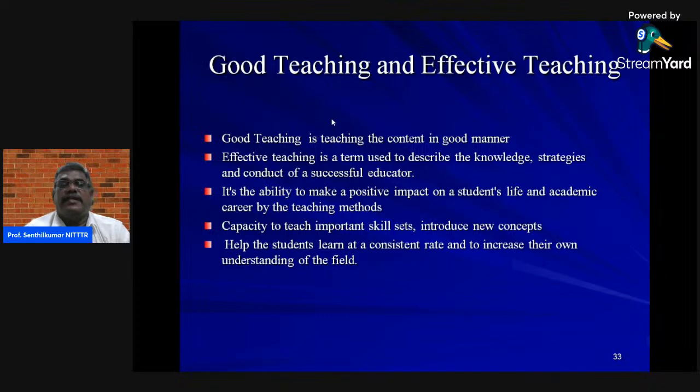Effective teaching is a term used to describe the knowledge, strategies, and conduct of a successful educator. A successful educator has to use different strategies and engage the students. They have to impart more input to the student in addition to the curriculum, and develop the particular student. It is the ability to make a positive impact on the student's life and academic career through the teaching method, the capacity to impart skill sets and introduce new concepts.